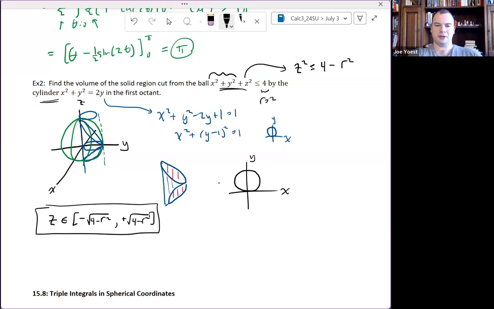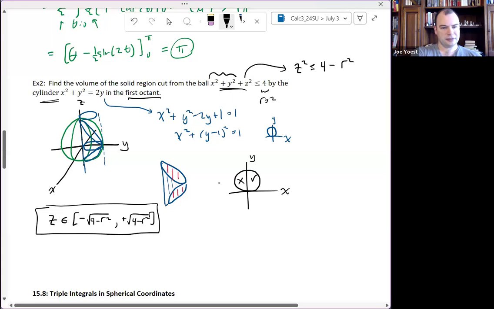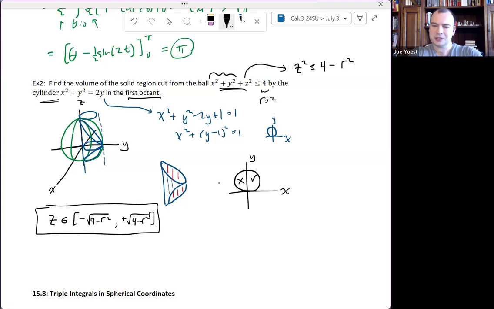And then I can look at my polar curve. Now remember, I only want the first octant, so I really only want half of this solid that I drew. So I don't want this piece. I do want that piece. I see that x squared plus y squared. So the x term isn't 0 in this case.